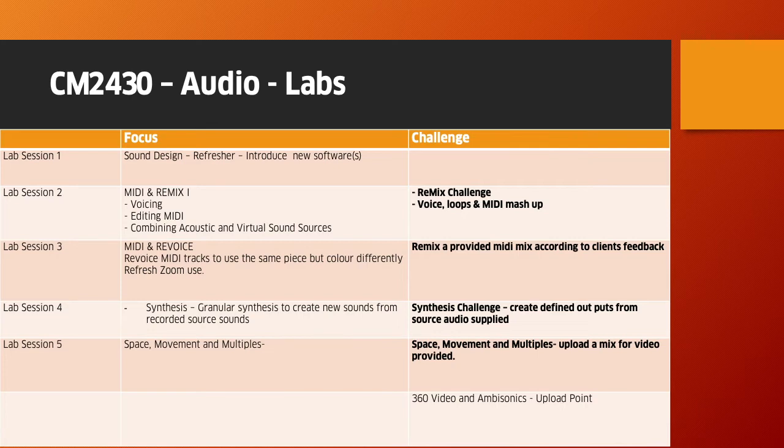After this, we look at space, movement and multiples. So using specialized software, we'll take some sources and make it sound like a herd or a flock. We'll make one gunshot sound like a battlefield. We'll make a small stream sound like a waterfall. We'll be able to multiply sounds, position them spatially, and do really interesting things with them.